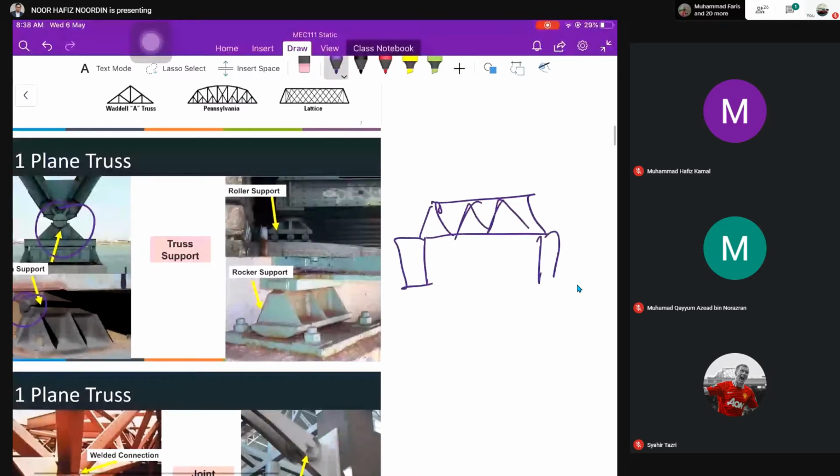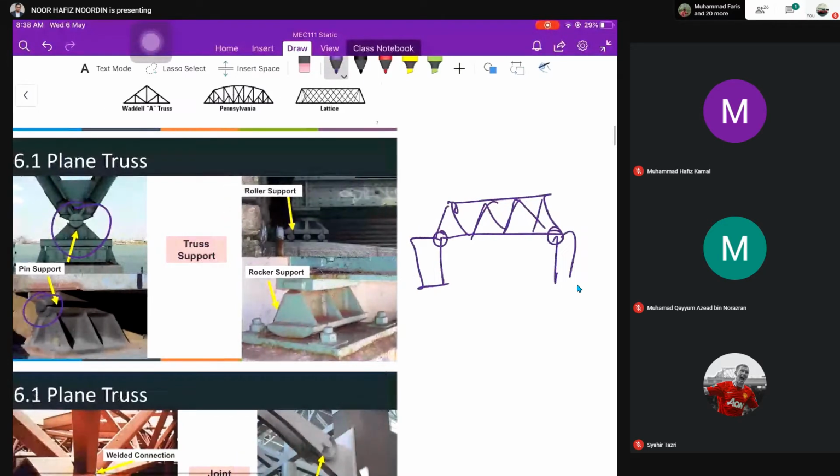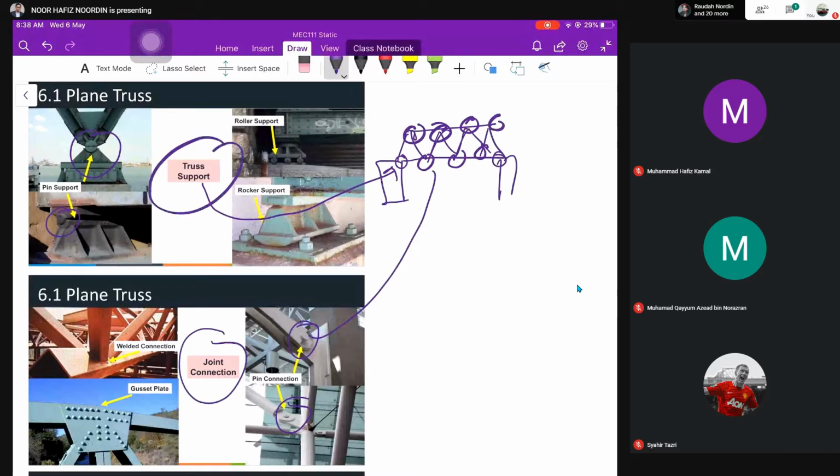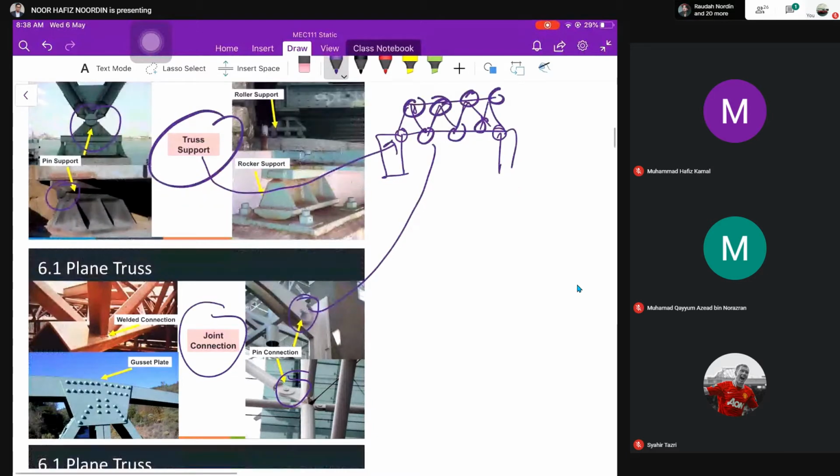Okay. So this one here is support. So itulah kita panggil sebagai truss support. And then kita ada joint connection. So joint connection ni dia punya penyambungan lah, connection of slender member tu. So dia berlaku di mana? Di sini lah. Jadi contoh 1, 2, 3, 4, 5, 6, 7. Contoh itu adalah joint connection. Itu beza truss support dengan joint connection. Okay, faham tak setakat ni?